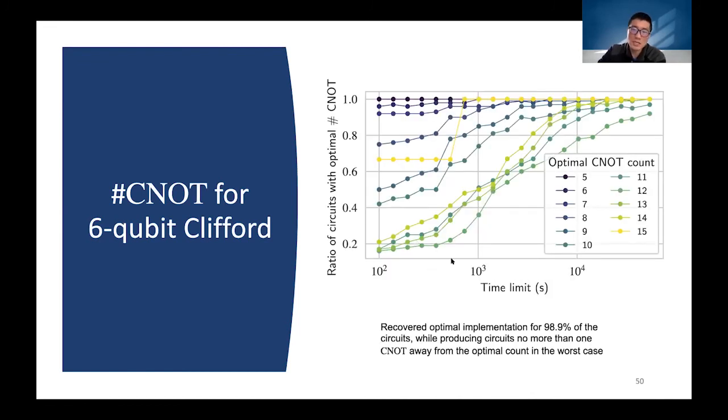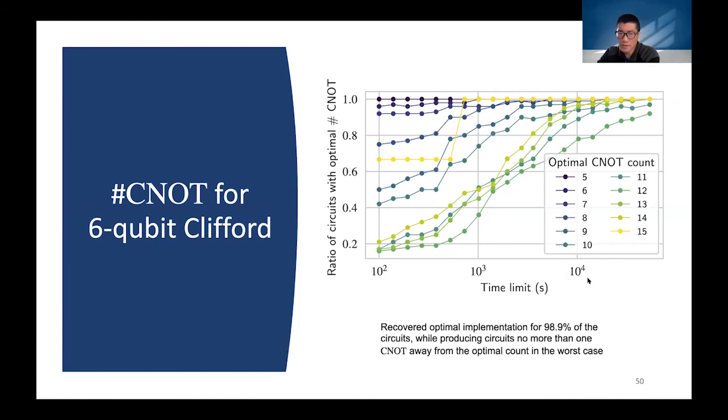As you can see, with a higher amount of time allowed for the optimization to carry on, we're able to recover more and more circuits in terms of reaching optimal CNOT counts. We pay attention to CNOT because the 2-qubit CNOT gate is the most expensive of all the quantum gates considered in our problem scenario.